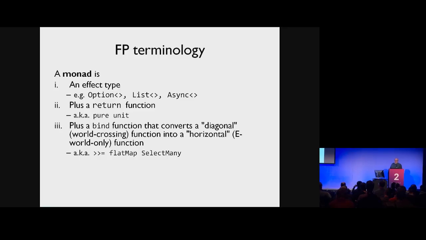people are inconsistent with the naming, like programmers always are. Some people call it bind, some people call it flatMap. In Haskell, they don't even have a name for it. It's just a funny symbol with two angle brackets. In C#, if you use LINQ, SelectMany is a bind operation.